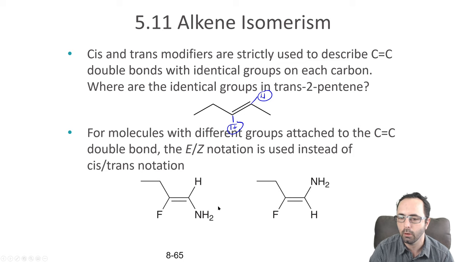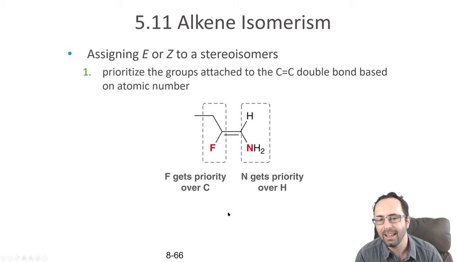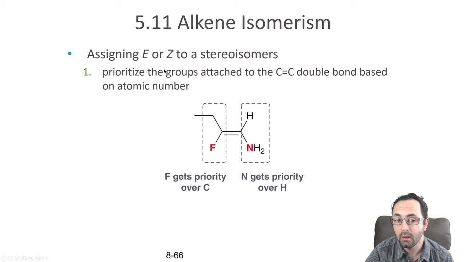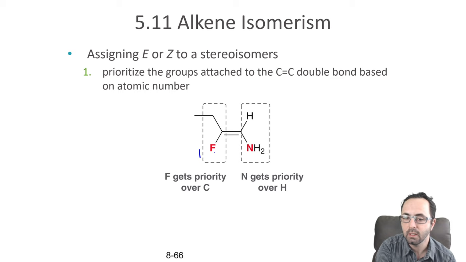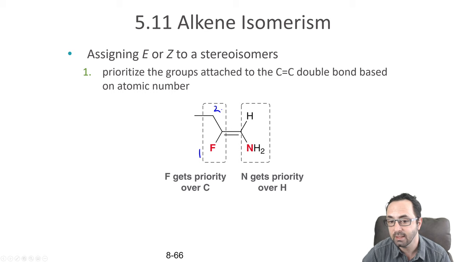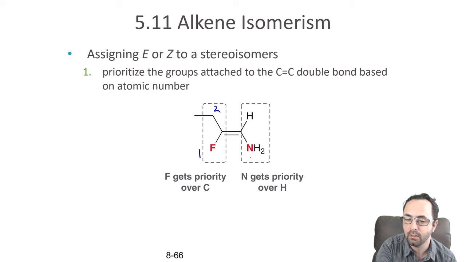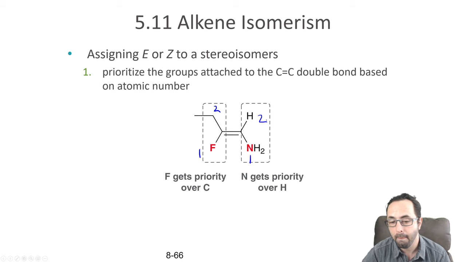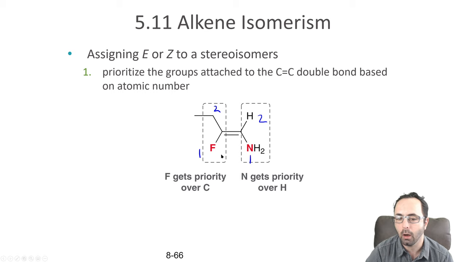So instead, we're going to use the so-called E and Z designation. In E and Z, we prioritize the groups attached to each carbon. Like in R and S, we give them priorities based on the atomic number of each of these. So here, the fluoro beats the carbon because fluorine has an atomic number of 9 and carbon has an atomic number of 6. Then on the right side, the nitrogen beats the hydrogen because nitrogen has an atomic number of 7 and hydrogen has an atomic number of 1. And so our groups with higher priority lie on the same side of the double bond. We're not going to call this cis. Instead, we're going to call this Z.